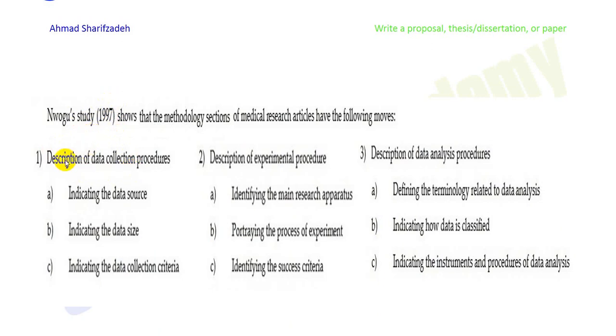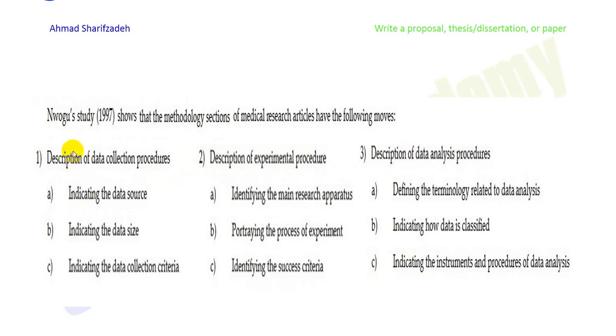Actually, it divides methodology into 3 subparts or subsections, and under each subsection we have some other subsections, and you can see that it divides this section, I mean methodology, into description of data collection procedures, description of experimental procedure, and description of data analysis procedures. As you see here, first of all, it talks about collecting data, and at the end of the methodology section, you have to tell the readers how you analyze data, how actually data analysis had happened.